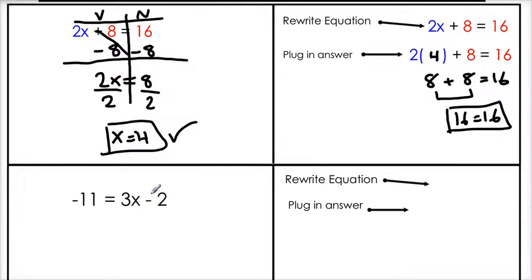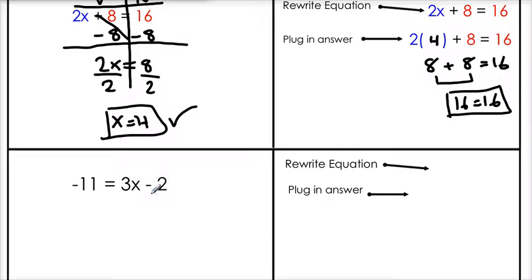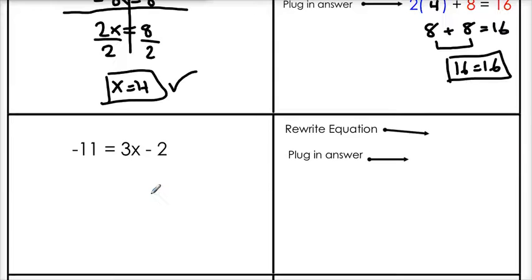Sweet! Let's try one more. Let's try this guy right here. Okay? For this one, we're going to, once again, put our line down the middle, as we always do. I don't like that line. Put our line down the middle, and this is what we always do. And we're going to find a variable side and a number side. Now this side over here has our variable, right? So this will be our variable side, and this will be our number side.